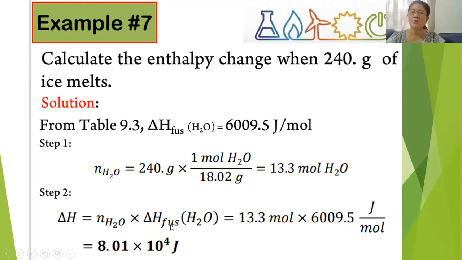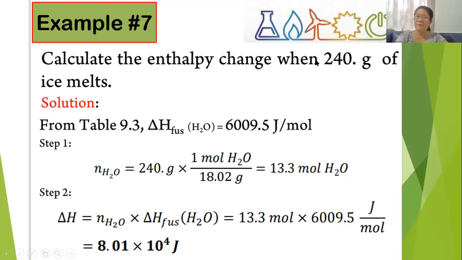So when it melts, what will be our formula? We already know our delta H fusion of water, or our ice, changing phase from ice to melting. From our table, delta H fusion of water, still in the ice form, is 609.5 joule per mole. Let us solve for the number of moles of water.